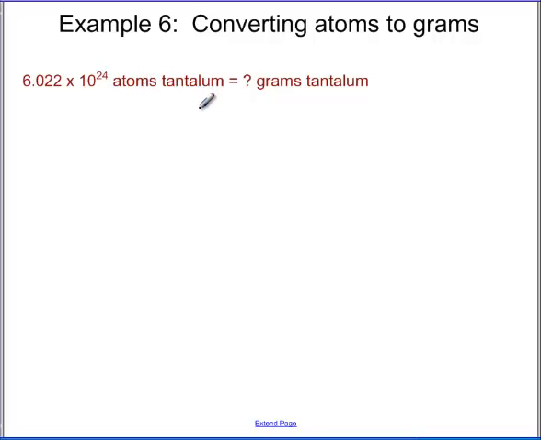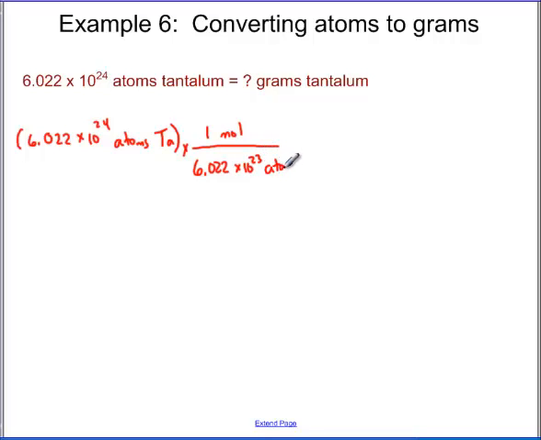So here I'm starting with atoms of tantalum, and I'm trying to convert to grams of tantalum. So my starting amount is 6.022 times 10 to the 24th atoms of tantalum. So to go from atoms to grams, I must first convert atoms into moles. 1 mole of anything contains 6.022 times 10 to the 23rd atoms. Atoms will cancel out. That's how I know how to set up my conversion factors. In my last step, I want to convert moles into grams.